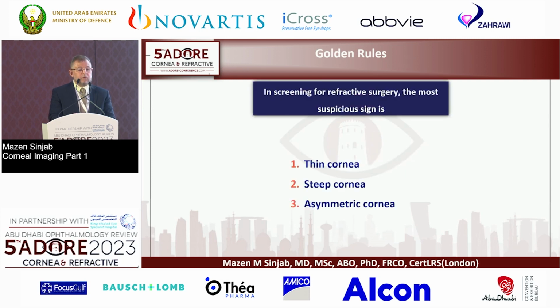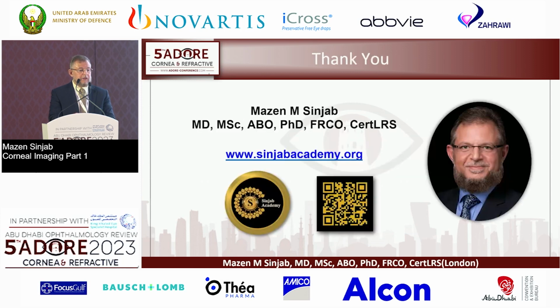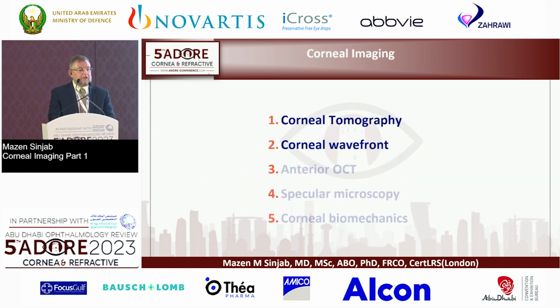In screening for refractive surgery, the most suspicious sign is asymmetric cornea, not thin cornea or steep cornea. Look for any clue of real asymmetry. Always study both eyes and do not make a decision based on only one cornea. Now we move to the other one, which is corneal wavefront.